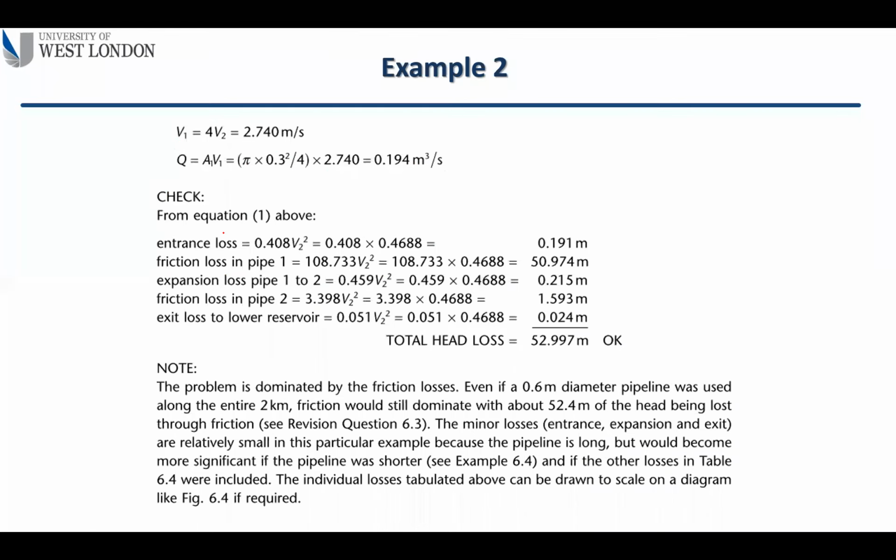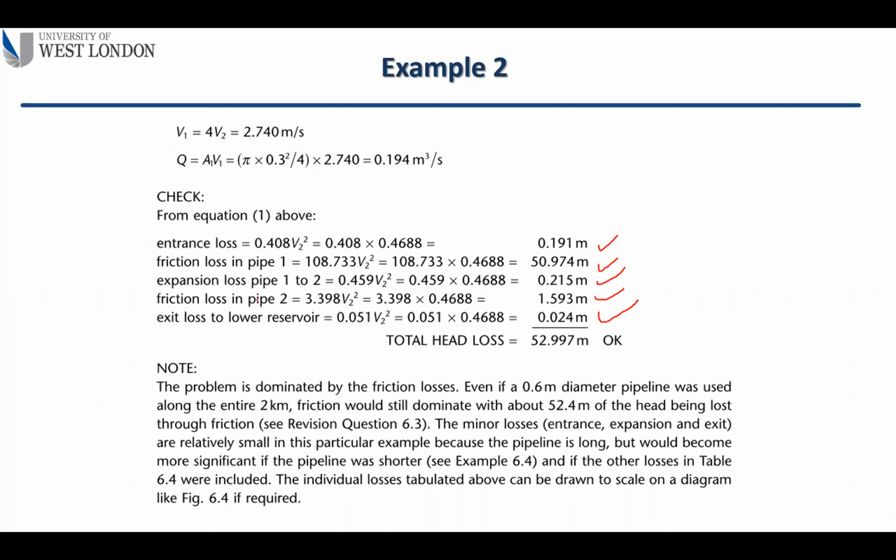By the way, we can calculate all the head losses, which should be equal to the difference between the two levels. So we have all the terms: entrance, friction in pipe 1, pipe 2, and expansion and exit head loss. All of the terms have a coefficient of either V1 or V2. We can substitute all of them in here, and the sum of all these terms together is equal to 52.997 meters, which is really equal to 53 meters.